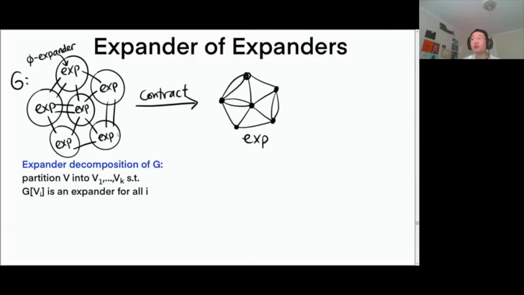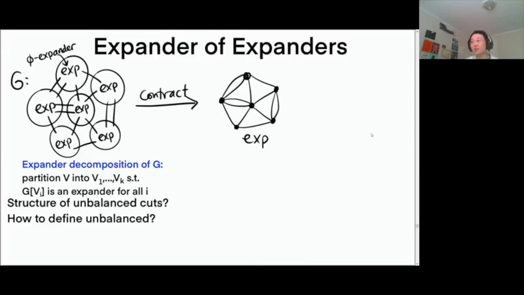And note that essentially what we have here is an expander decomposition of G, which is defined to be, again, a partition of vertices such that the induced graph on each part is an expander for all i. So let's try to generalize the expander case to the expander of expanders. And this raises a few questions. First of all, for the unbalanced case, how do we develop a structure of unbalanced cuts? And here it's not even clear how to define unbalanced. What does unbalanced mean in this case? So that's actually a question we need to answer first.